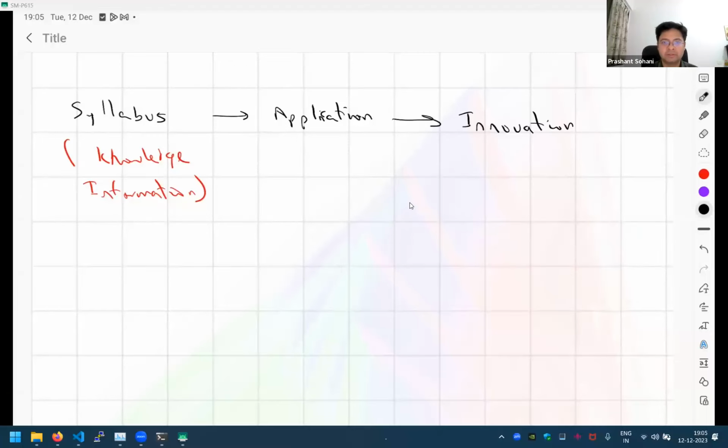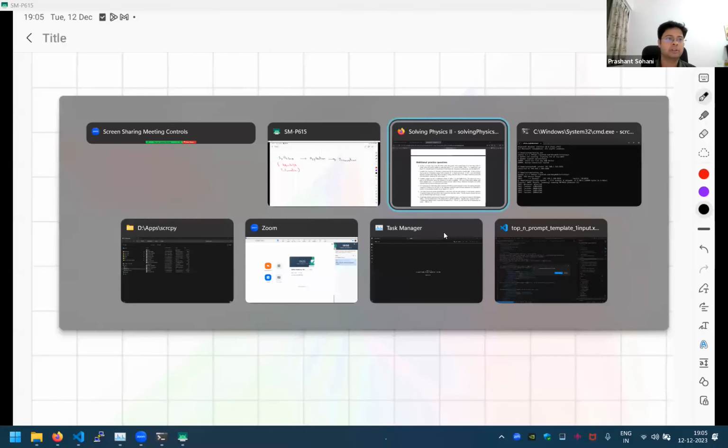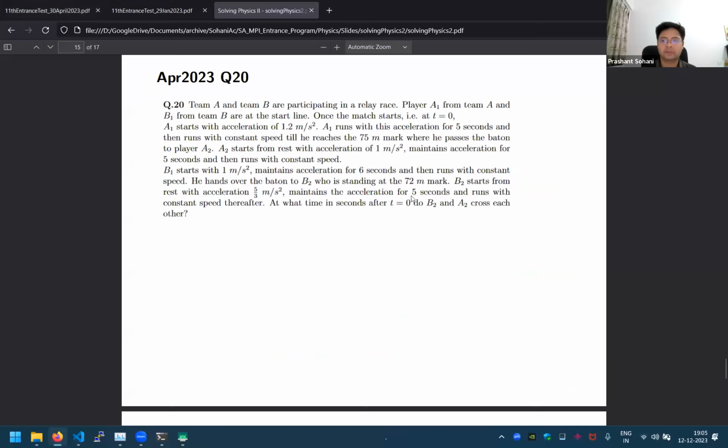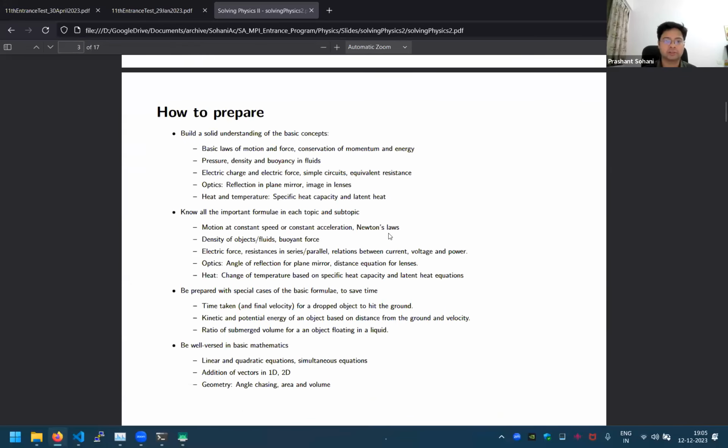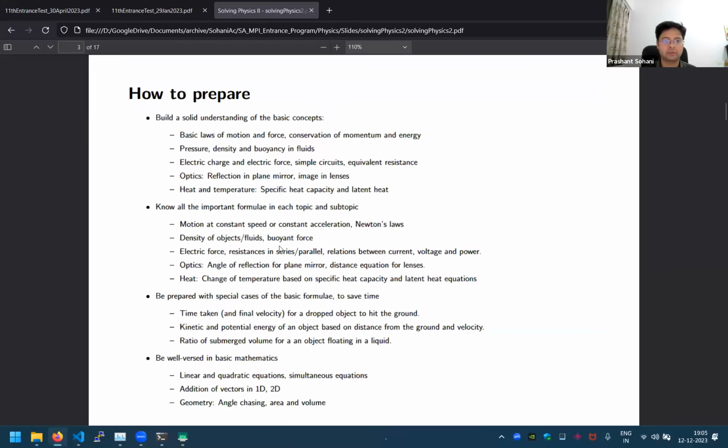Okay. So with that, let us continue with the questions that we would like to discuss today. Last time we were doing topics related to motion of objects like acceleration. By the way, I have to reduce the font size on this slide to fit in more points, but hopefully you can read it. Last time we had seen questions related to basic laws of motion and force, conservation of momentum and energy. We also saw some examples of density and buoyancy in fluids.